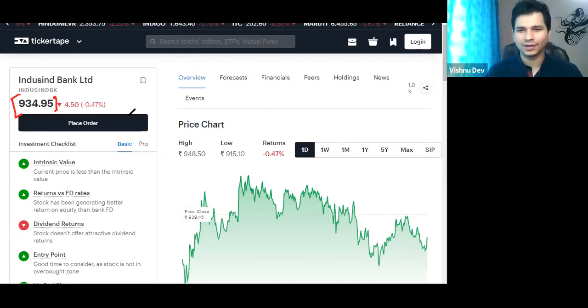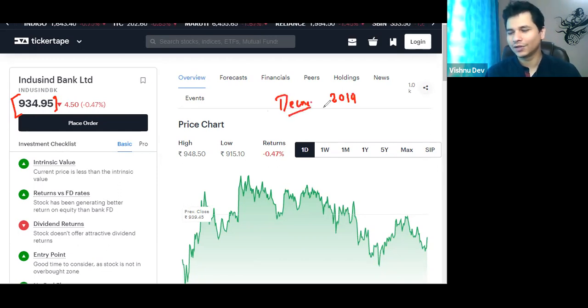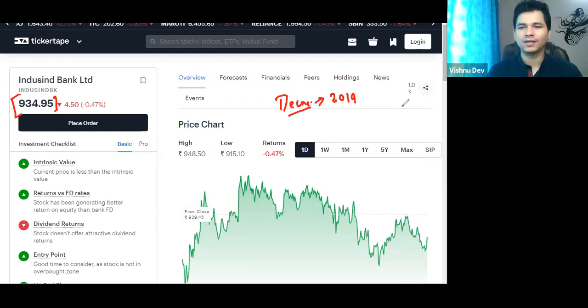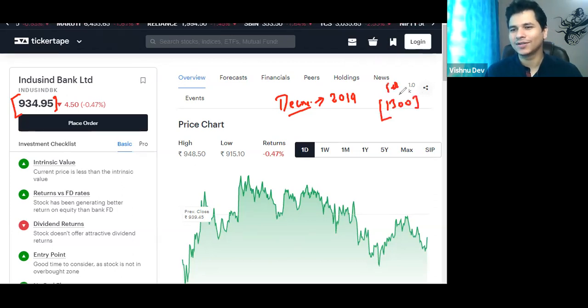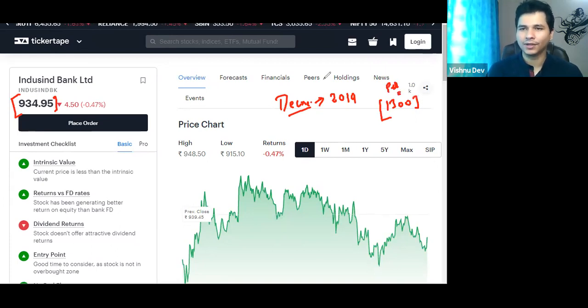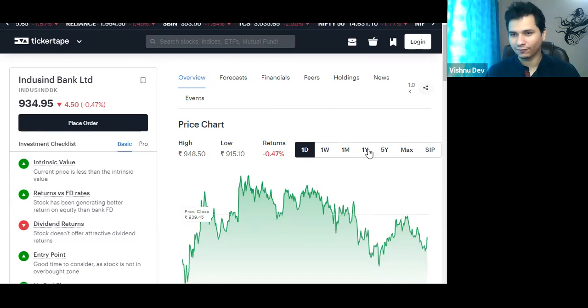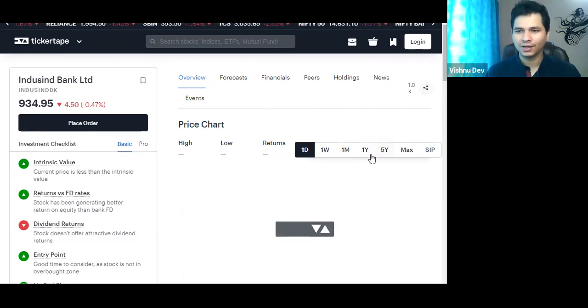I bought this company's stock in December 2019. I will show you. In December 2019, I bought it at around 1300 per share. Think about it. I bought it at 1300 per share. Now let us see what happened after that.